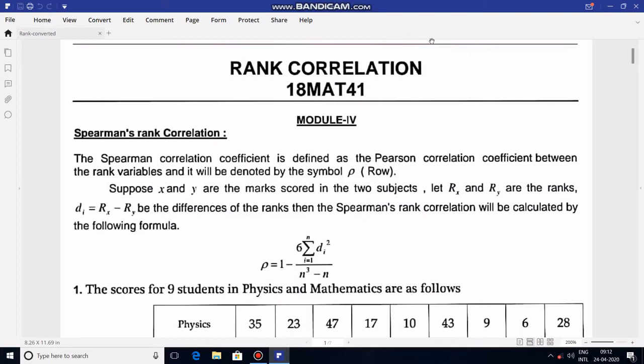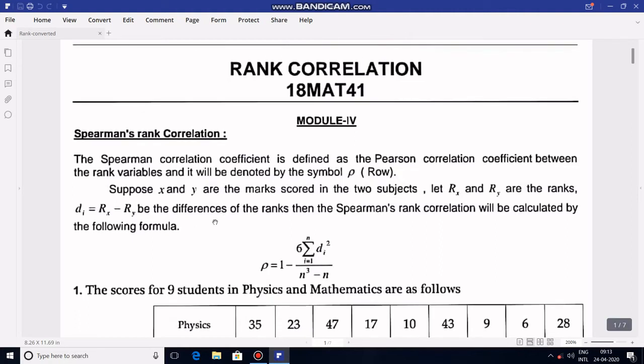In the second part, you should know the formula to find the rank correlation. Suppose x and y are the marks scored in two subjects. Let Rx and Ry be the ranks. Di equals Rx minus Ry be the differences of the ranks. Then Spearman's rank correlation coefficient will be calculated by the following formula.